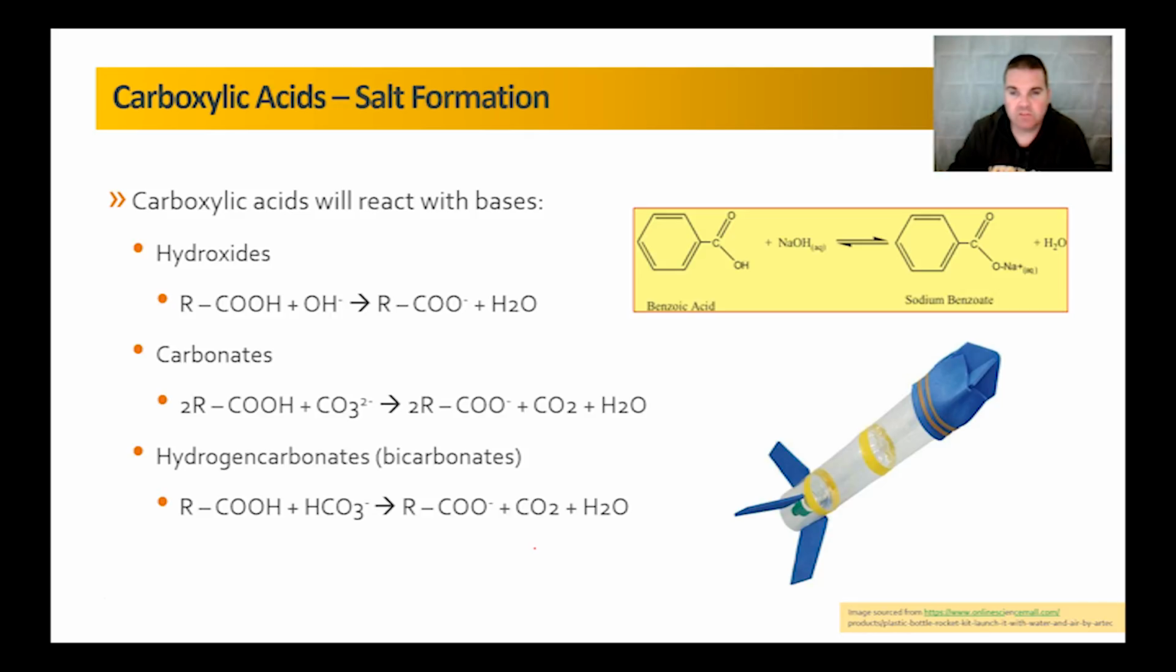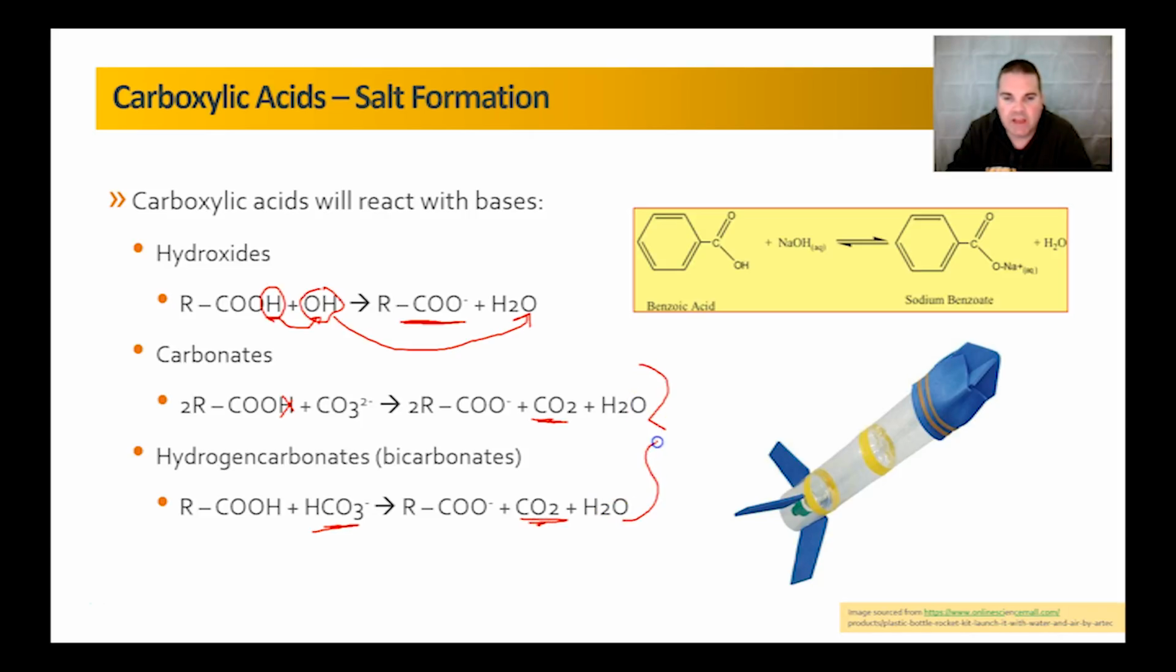They react with hydroxides, which are a base. So the carboxylic acid gets deprotonated, so that hydrogen reacts with the OH group on the hydroxide to form water, and you end up with your carboxylate salt. With carbonates, it's the same sort of thing again. You just deprotonate the carboxylic acid, but this time you're forming carbon dioxide. Same with a bicarbonate as well, you're just forming carbon dioxide.